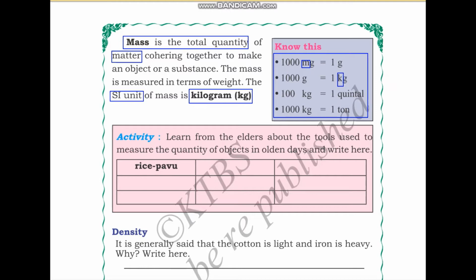The next activity is you have to ask your elders and learn about the tools used to measure the quantity of objects in olden days and write them here. They have given one example. Rice was measured in pavu. Similarly, you can find out different quantity tools and write them here.